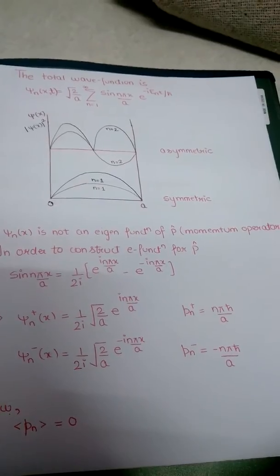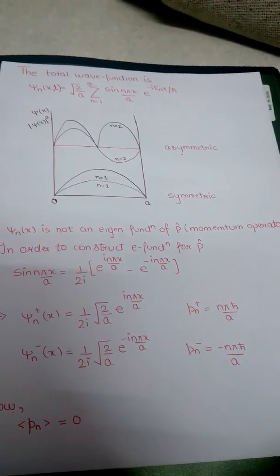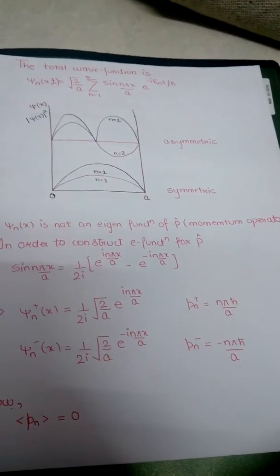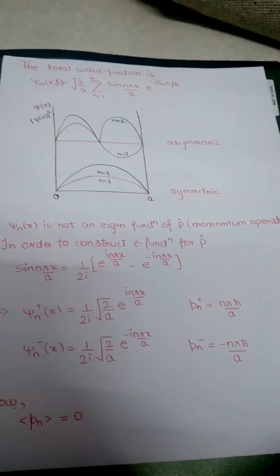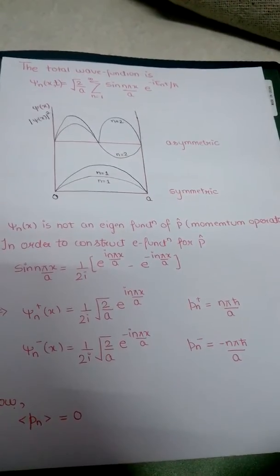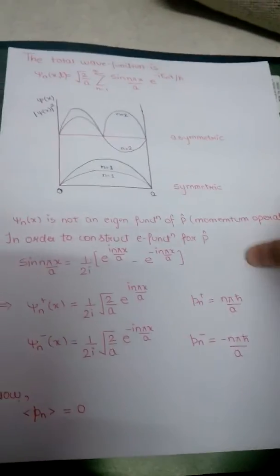Now what is important is that psi n of x is an eigenfunction of energy, but it's not an eigenfunction of momentum. So we need to devise a method to get the eigenfunctions of the momentum operator, which is shown here. The average momentum is also 0.